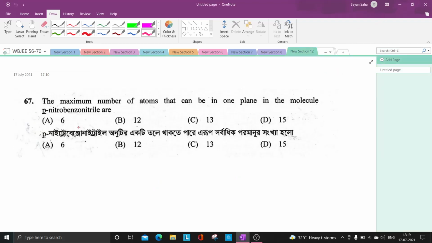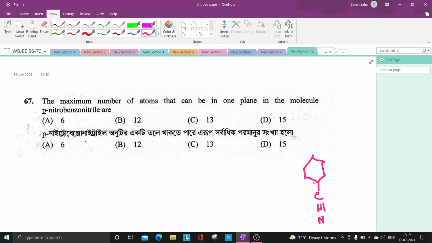Now let us come to this one. So the maximum number of atoms that can be in one plane with the molecule of para-nitrobenzonitrile. This question, okay, I have solved it. See, first let us draw the structure of para-nitrobenzonitrile. So this is C, this is triple bond N.